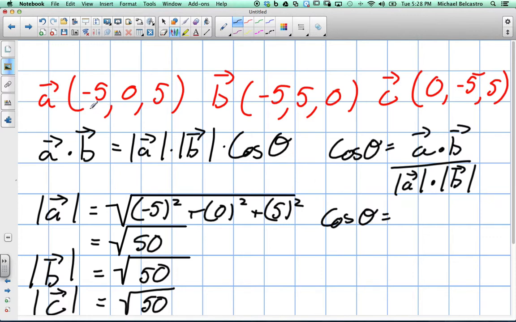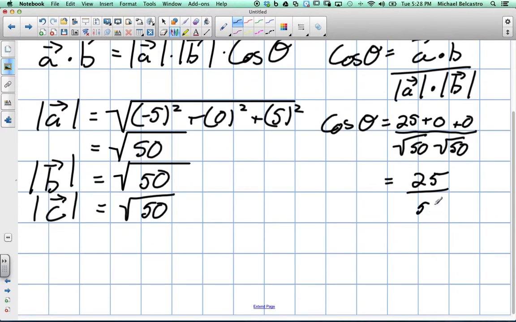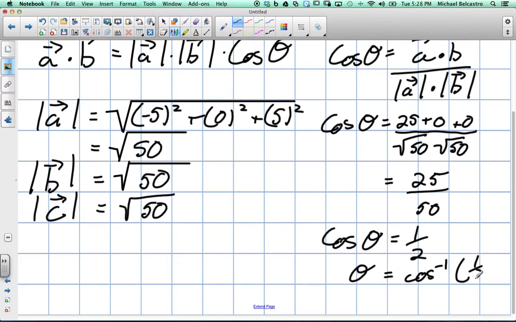We're going to be taking negative 5 times negative 5, which is going to give us 25, plus 0 times 5, which is going to give us 0, and 5 times 0, which again is going to give us 0. So we have 25 over, and on the bottom, well, we already found the magnitudes of these: root 50 times root 50. So we're going to be left with 25 over, and what are the two root 50s together? 50. Yeah, 50, which gives us a half. And for cos theta, we're just going to find the inverse cos of 1/2.